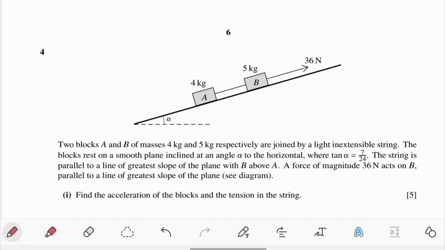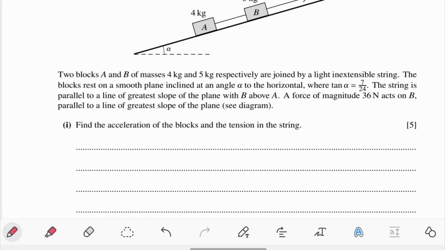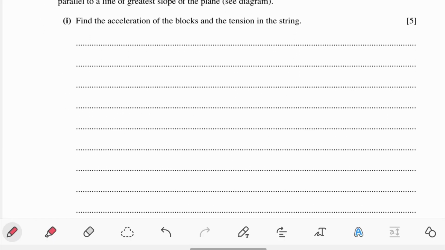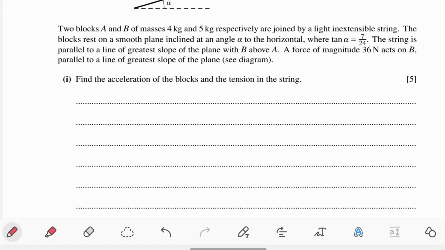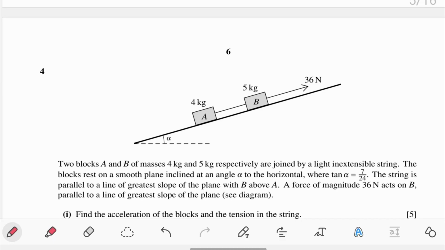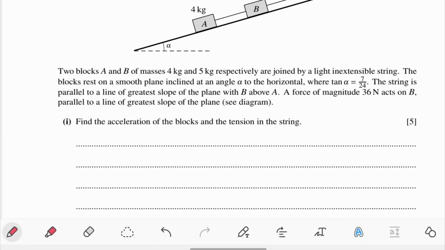Okay. So I think there's multiple ways to do this to find the acceleration of the blocks and the tension in the string, but this is the method I am most familiar with. You can resolve individually. So you can resolve the forces acting on block B and block A, and you get two simultaneous equations which you solve to get each of the variables we are looking for.